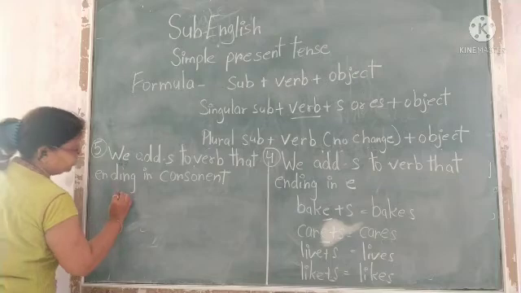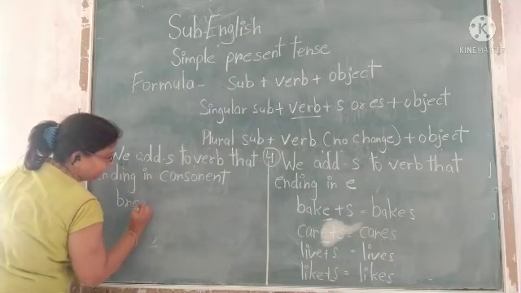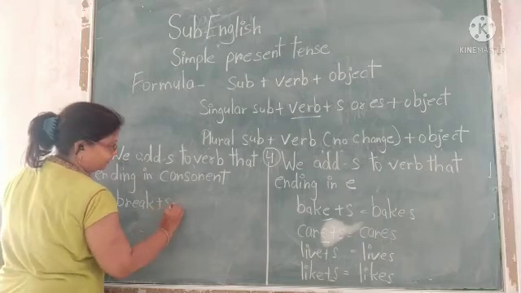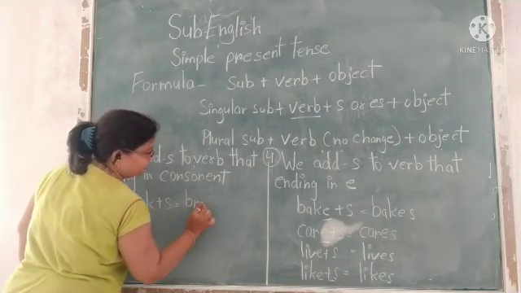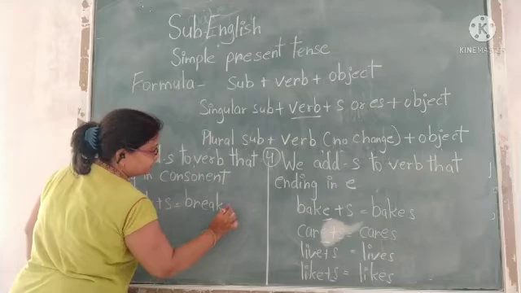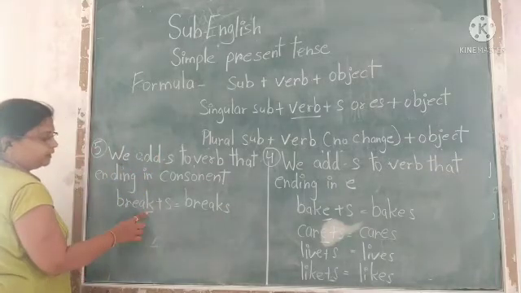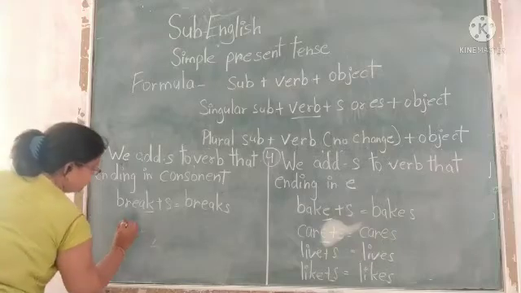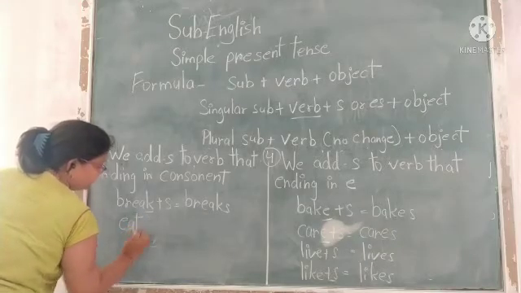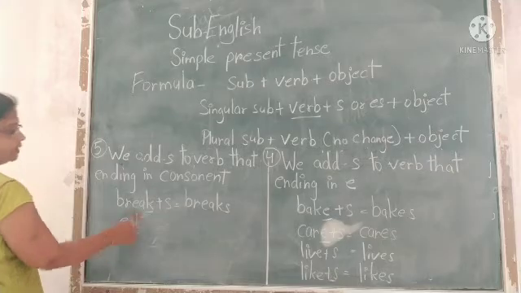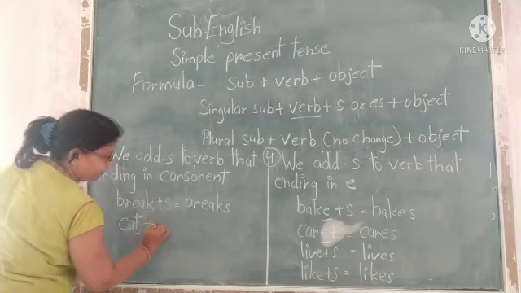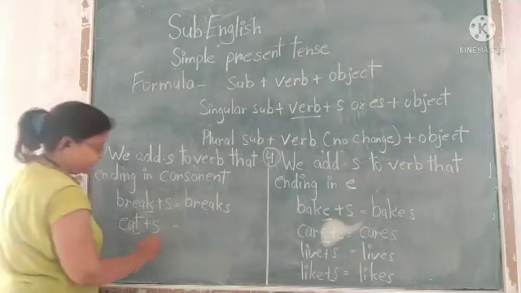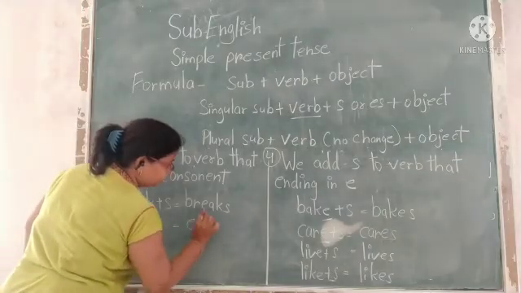Like break, B-R-E-A-K, break. In this verb we add S. Breaks. Its ending letter is consonant. Like eat, E-A-T. Its ending letter is consonant, so we add S in this verb and our verb will be eats.